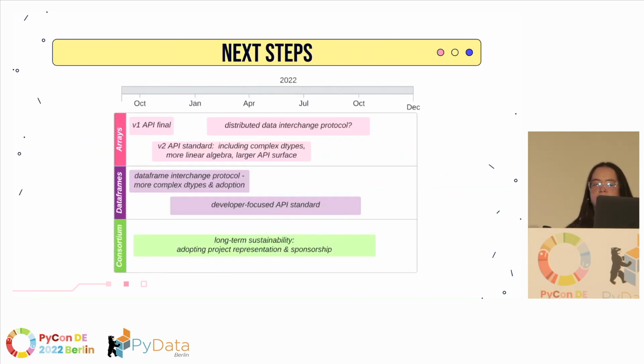So the next steps for our consortium work involve developing the next version of the array API standard, which will include complex types, more linear algebra, and more APIs. We are currently working a lot on complex types, so that we can add an FFT module and more things associated with that. And that will help a lot with downstream libraries that use those heavily.